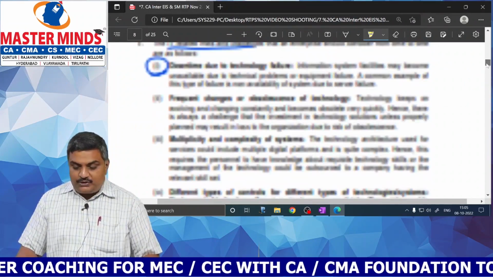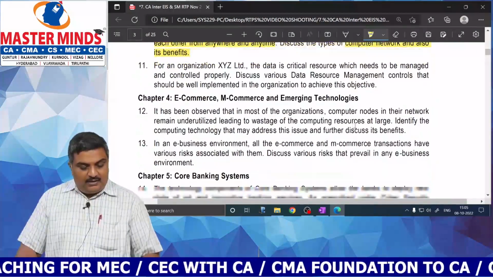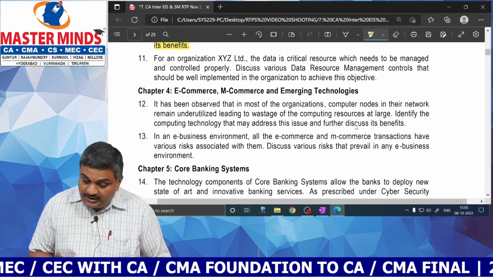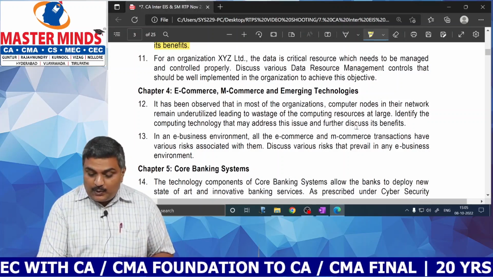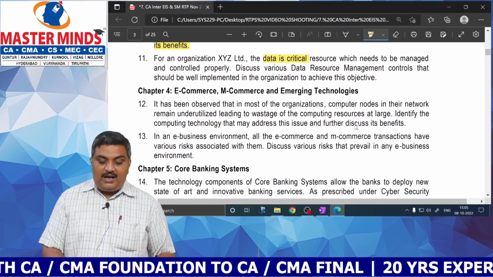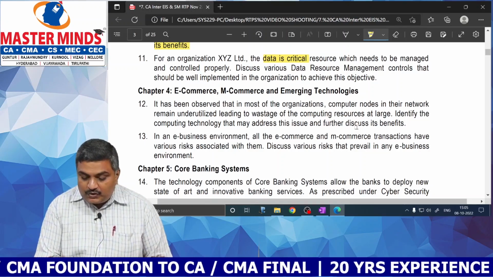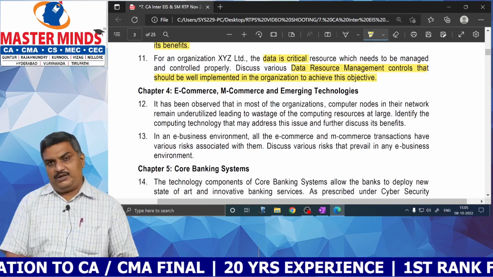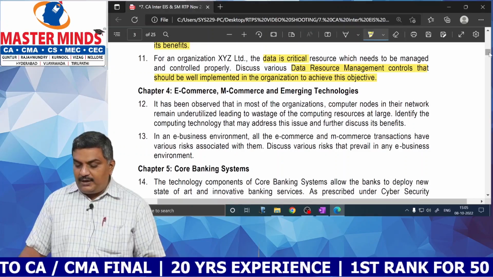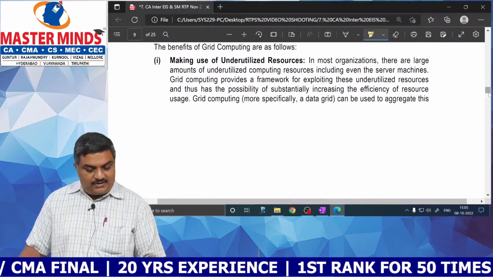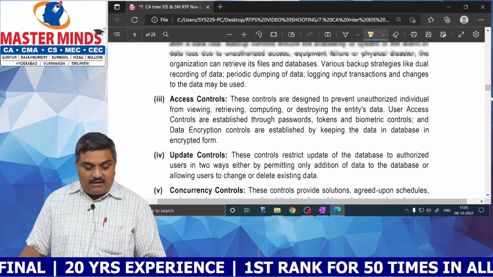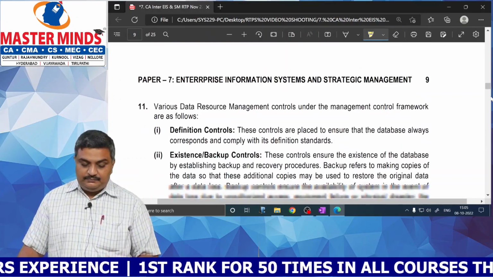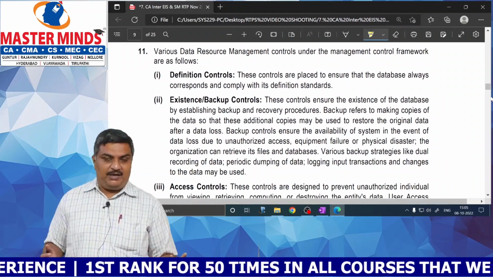And now let us move on to the next question. For an organization XYZ Limited, the data is a critical resource, not only for XYZ, for any organization in the world, data is the critical resource. Discuss various data resource management controls that should be well implemented in the organization to achieve this objective. Very important question. And we can simply guess the answer also, because maintaining the data security and integrity is the most important thing in any organization.